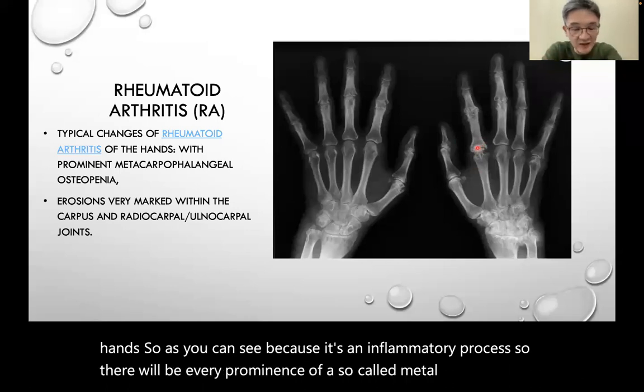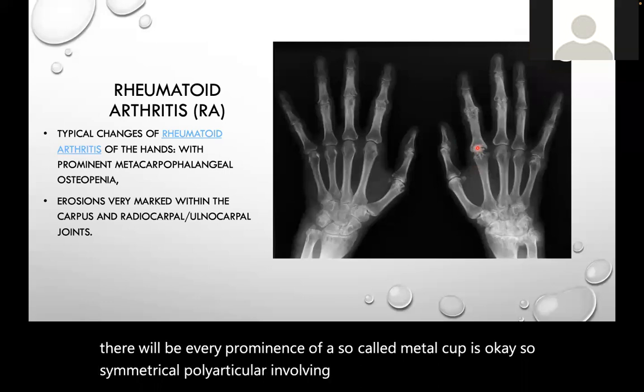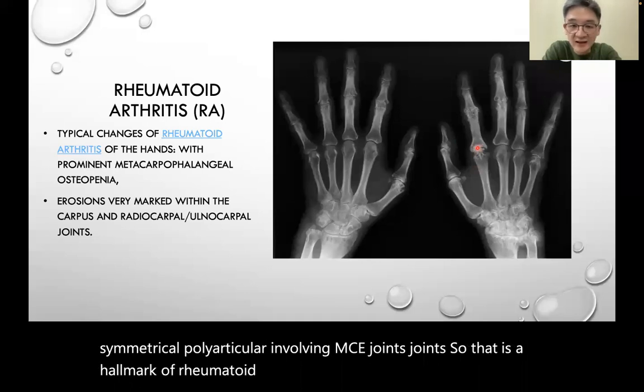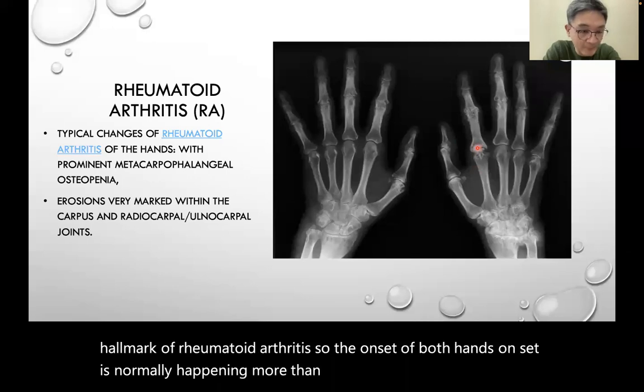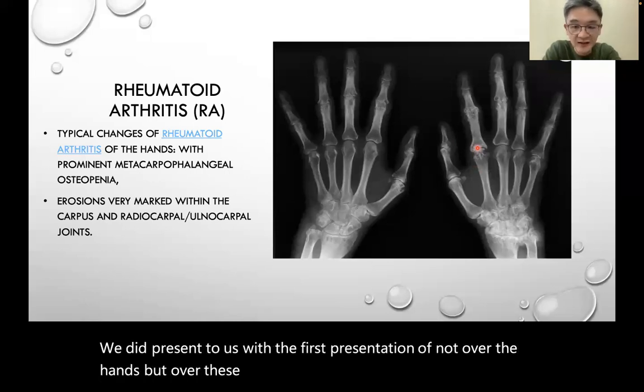Okay, so symmetrical polyarticular involving MCPs and PIP joints. So that is a hallmark of rheumatoid arthritis. The onset in both hands is normally happening more than 90% of the time. But of course, we do see patients who present to us with a first presentation not over the hands, but over the knees, ankles, and so on, right?